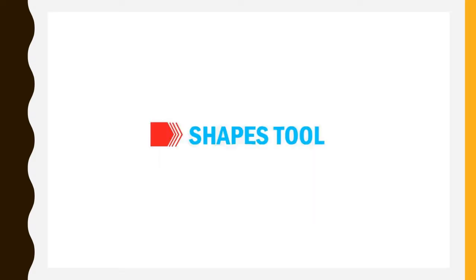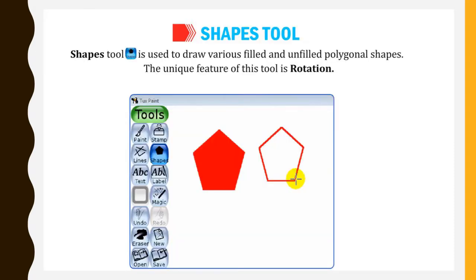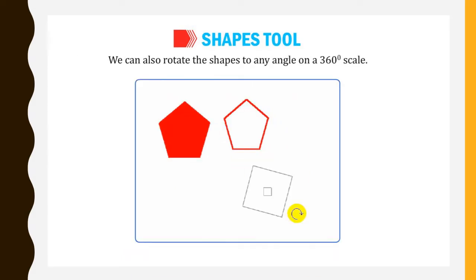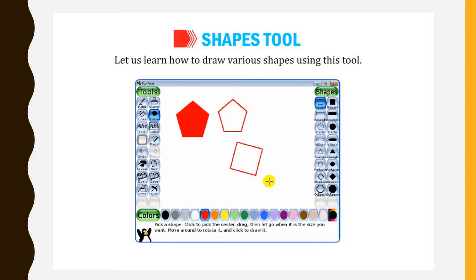So let's start. First is Shapes tool. Shapes tool is used to draw various filled and unfilled polygonal shapes. The unique feature of this tool is rotation. We can also rotate the shapes to any angle on a 360-degree scale. Let us learn how to draw various shapes using this tool.